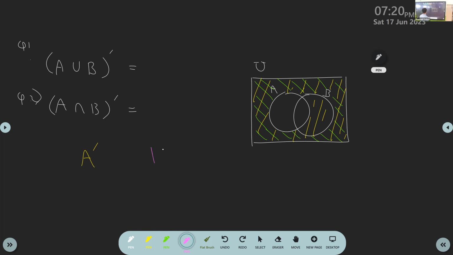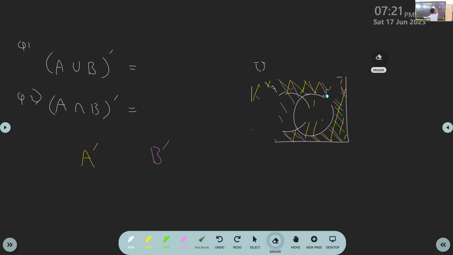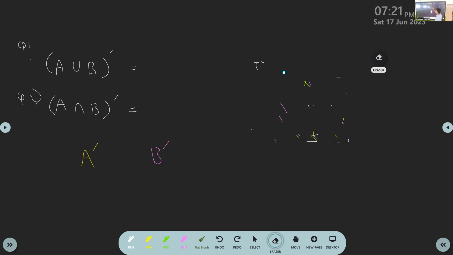So if I get B complement, if I show it in a different color, which region is that? The diagram is very complicated. Let me draw two different diagrams. Maybe that is better. So let me draw a diagram for the LHS and a different diagram for RHS. Are you able to piece it together and make a guess what the RHS can be? Sir, it should be A complement intersection B complement.